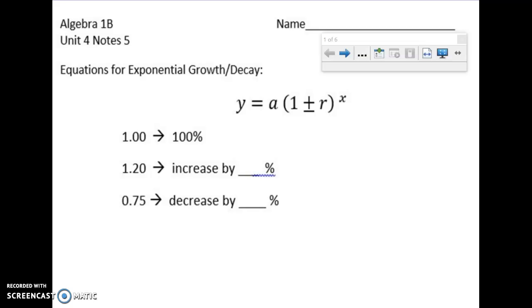So we're going to be writing equations for exponential growth and decay.